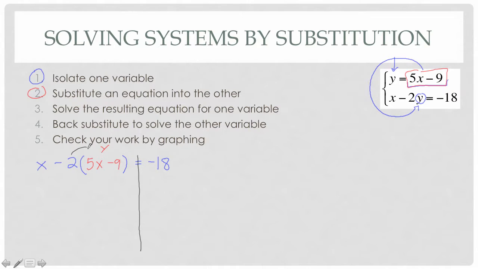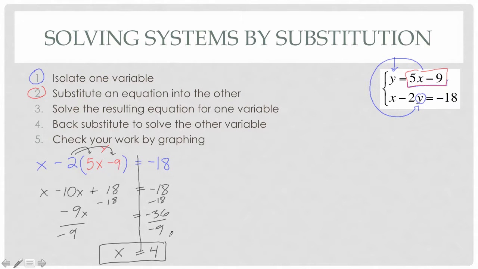Looks like I need to distribute a negative 2. So we've got now x minus 10 times x plus 18 equals negative 18. So we distribute the negative 2. Let's combine like terms. x minus 10x is negative 9x. I'm going to subtract 18 from both sides. So negative 9x equals negative 36. Divide both sides by negative 9. And x equals 4. All right.